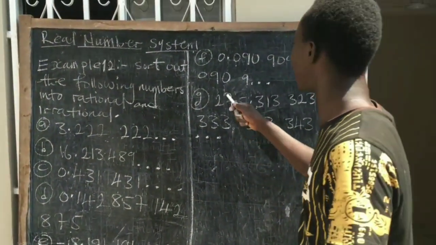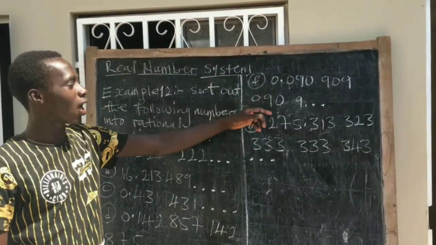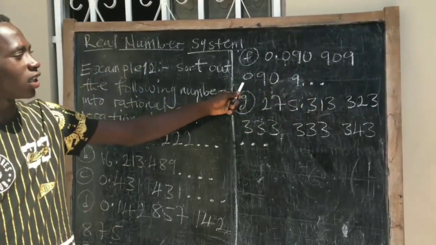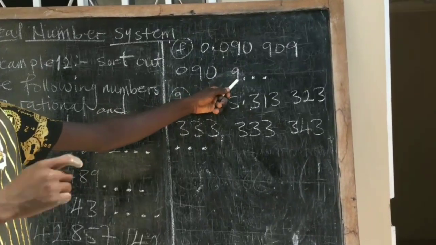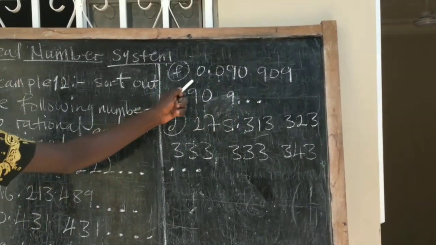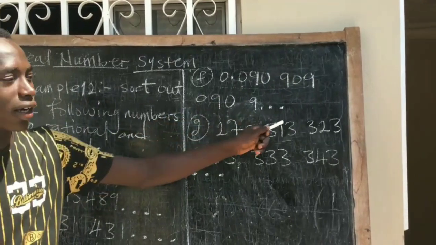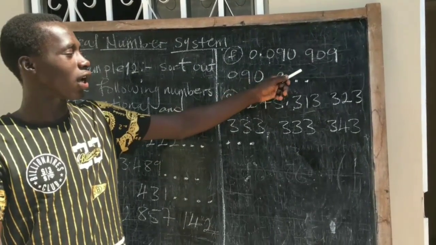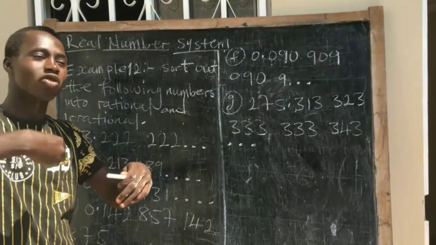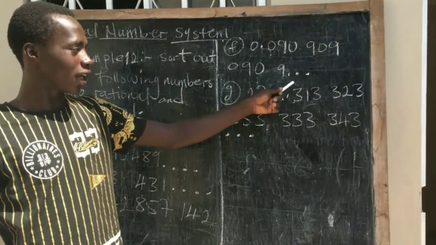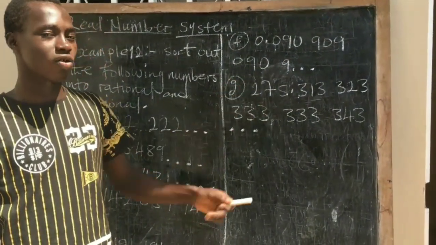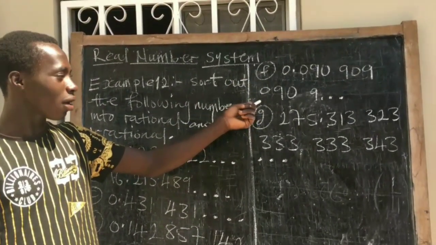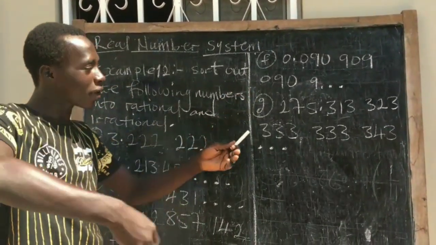So let's go to letter F. Letter F we have 0.090, 909, 090, then 909 again. Look at it. This is non-terminating recurring decimal. We have 909, 090, 909, 090, 909. It is repeating. The pattern is going fine. Therefore, this is non-terminating recurring decimal. Therefore, it is said to be what? A rational number. Letter F is a rational number because it is non-terminating recurring decimal. It is recurring. The pattern is repeated.